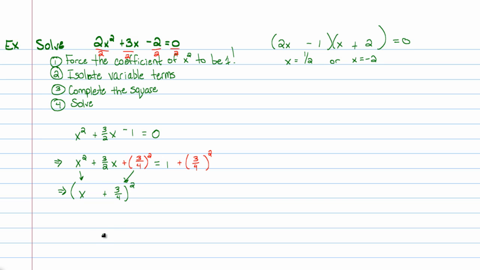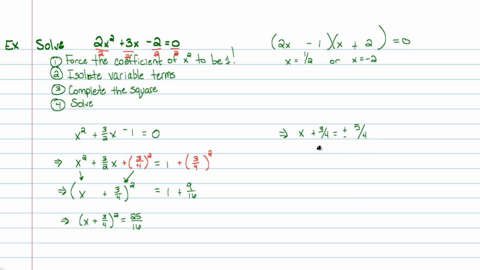Remember, it becomes a square. So it becomes x plus 3/4 quantity squared is equal to 1 plus 9/16. And this is going to be 16 over 16 plus 9/16, or in other words, 25/16. So let me rewrite that. And now I'll take the square root of both sides. So I'll get x plus 3/4 is equal to, remember taking the square root of both sides means that you get plus or minus, square root of 25 is 5, square root of 16 is 4.